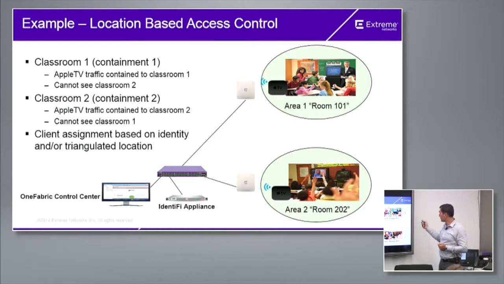Going further, there are two rooms, room 101 and room 202. In area 1 and area 2, there are two different Apple devices, and the client in classroom 1 has to have access to the device in room 1, but not in room 2. When the client roams or comes into room 2, he has to have access to the room 2 device, but not to room 1. So this is done through the policy, and identification of a user, either by association to the AP or based on the regulation, which fits into the policy rule.